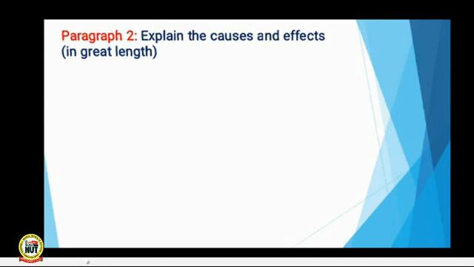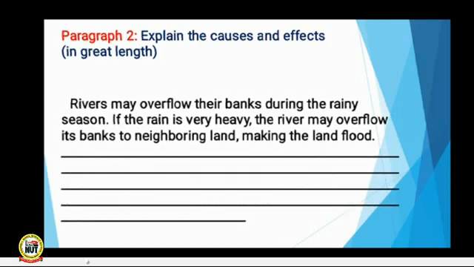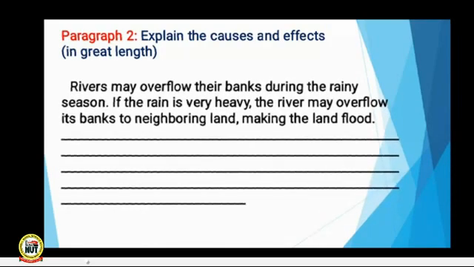Paragraph 2 usually is the main body. It explains the causes and effects at great length. Usually it's in paragraph 2 that you explain more and more what your article is about. All the information needed, the details, facts, and opinions are all contained here. Now, let us look at this example.